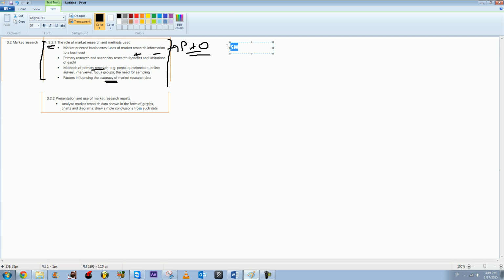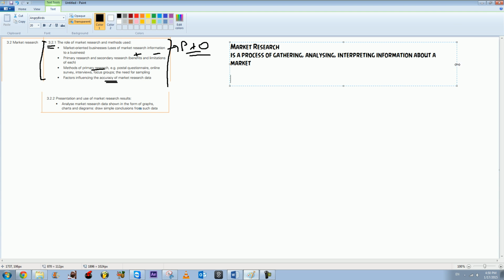First of all, what is market research? Sometimes you know what it is, but you can't put it into words. So this is the actual textbook definition. Market research is a process of gathering, analyzing, interpreting information about a market. That would get you 2 full marks if you do that word for word.